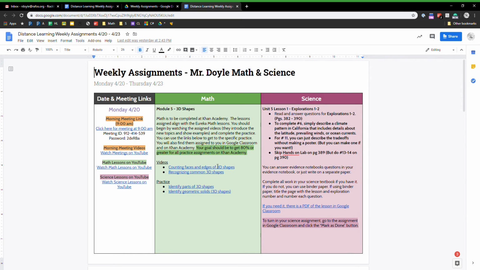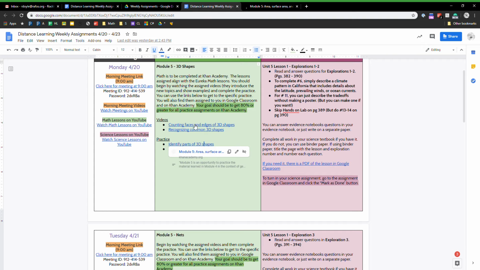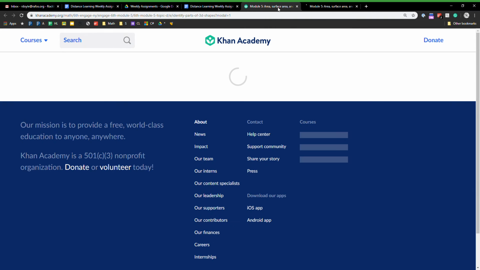Today is about 3D shapes, and there are two other videos about counting the faces and edges of shapes and recognizing common 3D shapes. Let's go over an example showing you what we are doing. Let me open up both of these. The first practice is on identifying parts of 3D shapes.